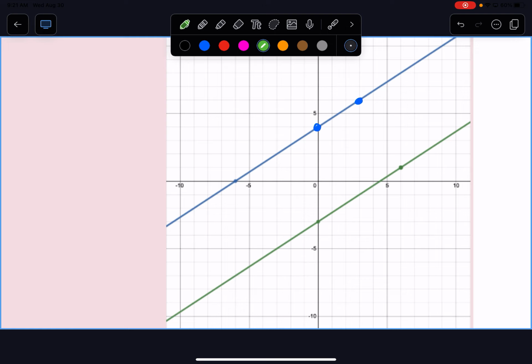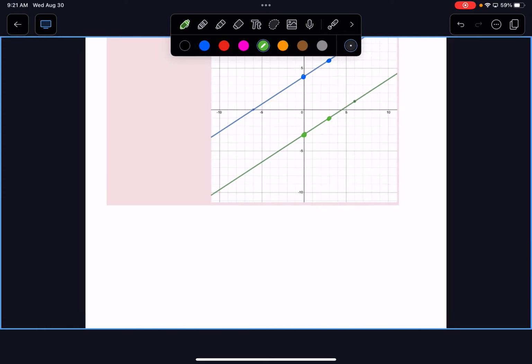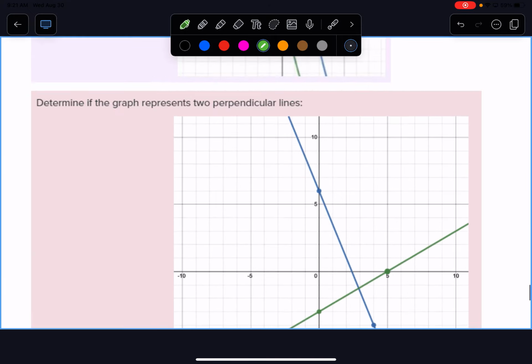Then pick 2 points on the green. Doesn't matter which 2 points you pick. See what the slope is, compare them. If they're the same, it's parallel. If they're not exactly the same, then they're not parallel. So I won't do that one. It's too easy. We'll get the picture.